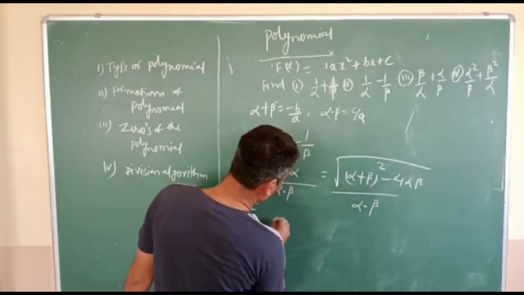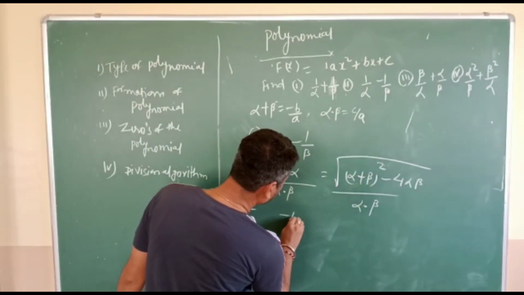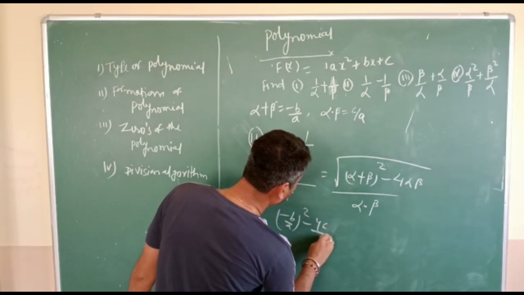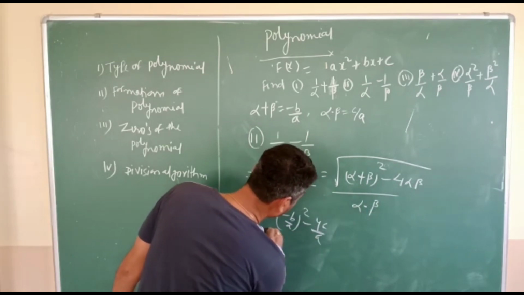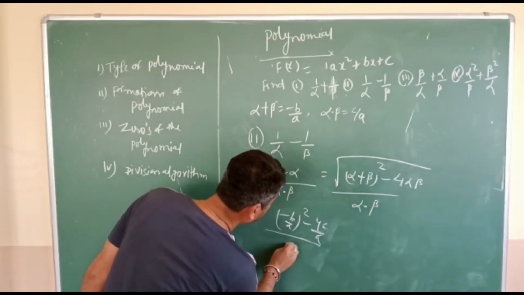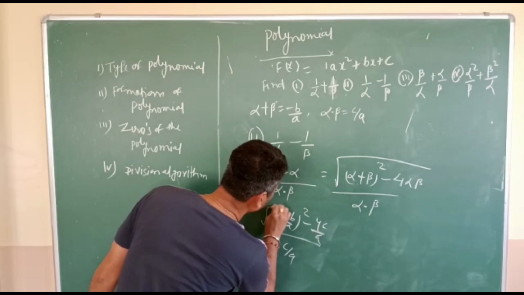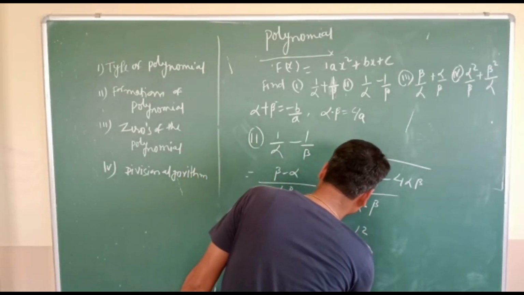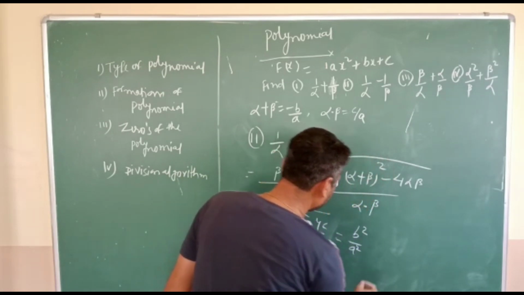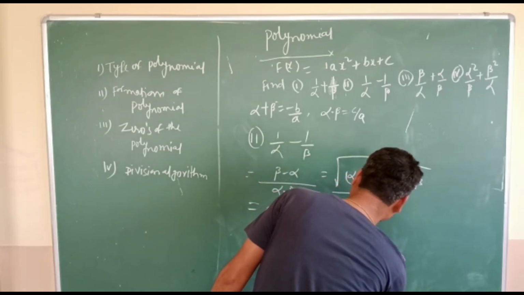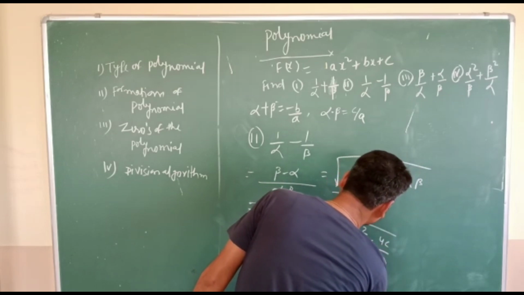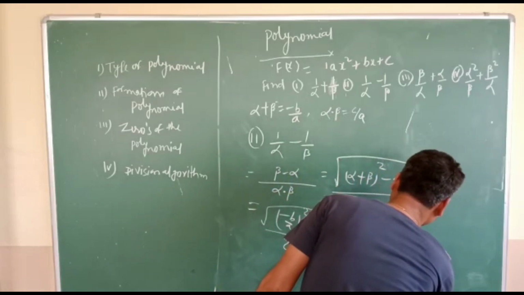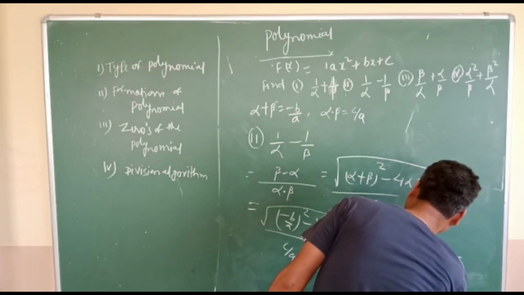Now, this alpha plus beta value is how much? Minus b by a, whole square, minus 4 times c by a, that is alpha into beta, divided by alpha into beta, which is how much again? C by a. This numerator part is in the square root. I'll solve a bit more. So this will give me the square root of b square by a square minus 4c by a, divided by c by a.